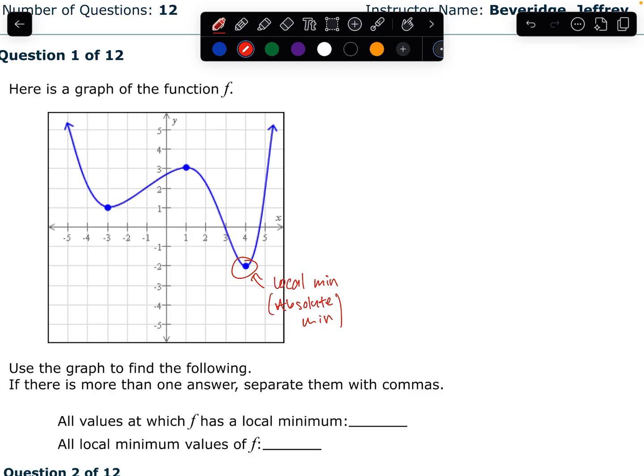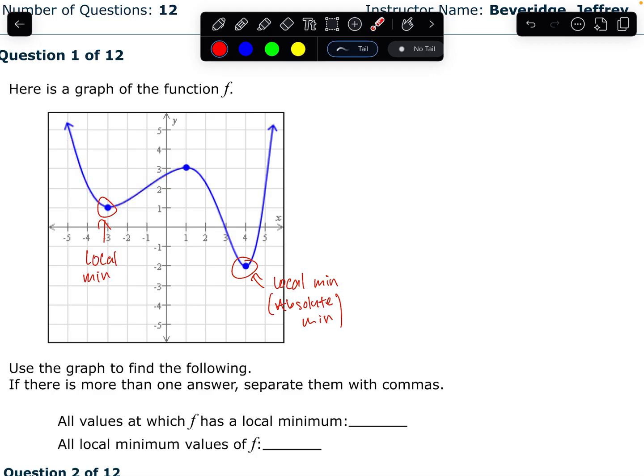But there is also another local minimum, and that is right here. Even though it's not the absolute minimum and not the lowest part of the graph, it's the lowest part of the graph in its nearest immediate vicinity. All other values of the graph around it are increasing and above that point right there.